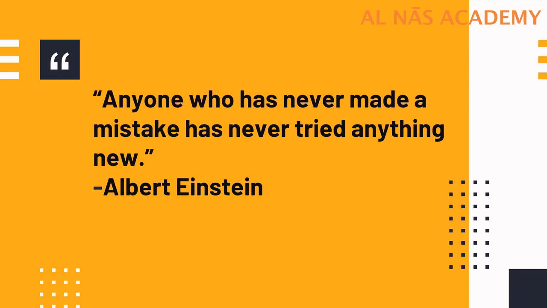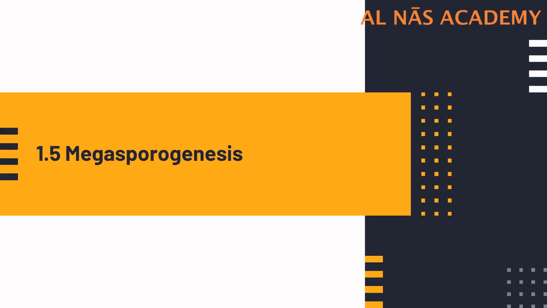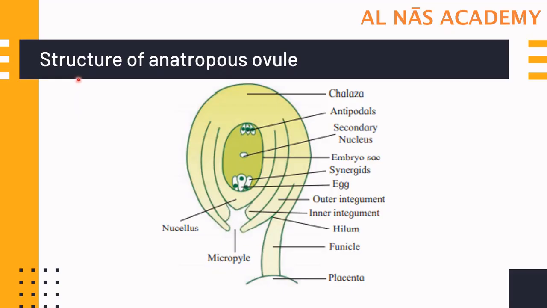So let's start with today's topic, which is megasporogenesis. In this, we are going to study the formation of the female gametophyte. Let us do a quick recap of the Anatropous ovule, which we have already discussed in detail in our previous video. An Anatropous ovule is an inverted ovule, or we can say it is upside down. It comprises two parts: the stalk-like part, which is called the funicle, and the body-like part. The funicle extends toward the body-like part, which is called the raphe, and the point of extension is called the hilum.